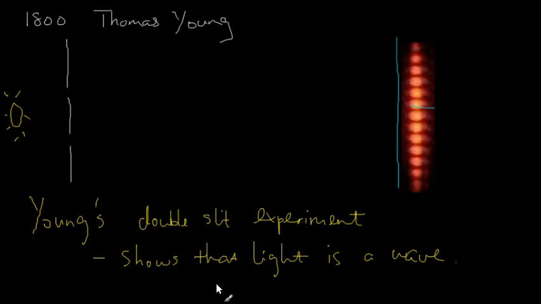Now, but as it turns out, 200 years after Young showed that it is a wave, another property of light was discovered called the photoelectric effect, and according to Einstein's explanation of the experimental observation, it turns out that light can also behave like particles. So that will be the story for a much later session.